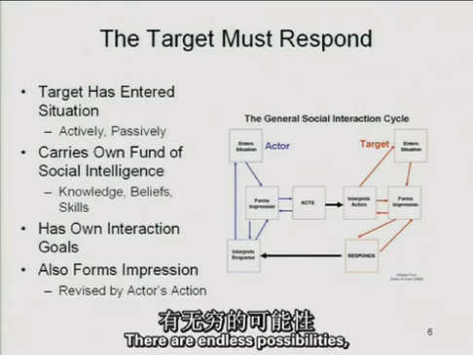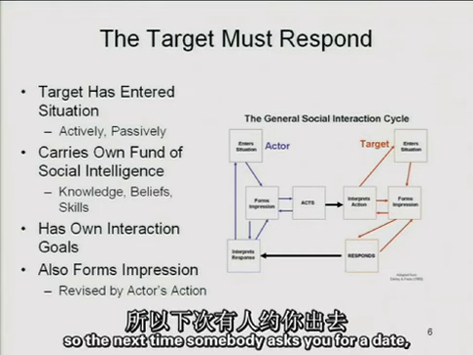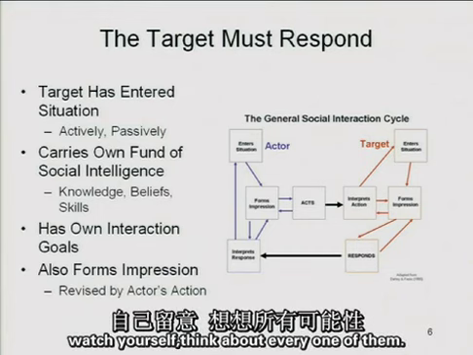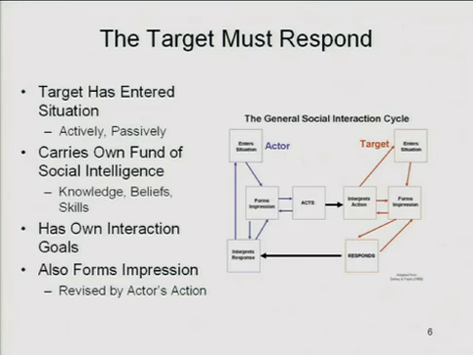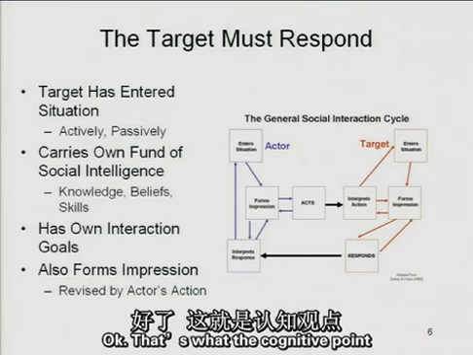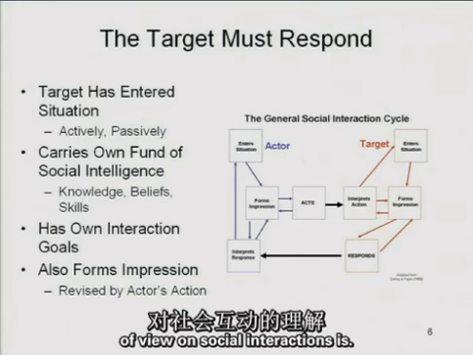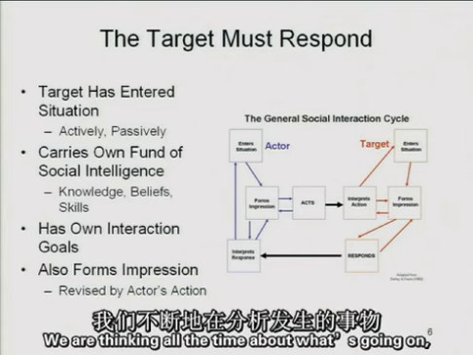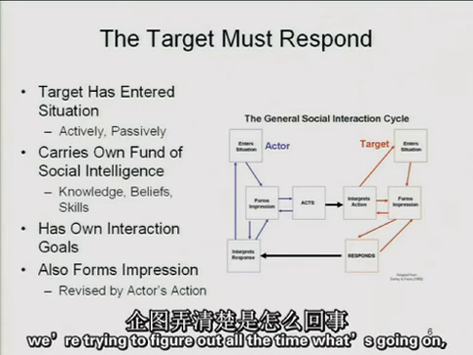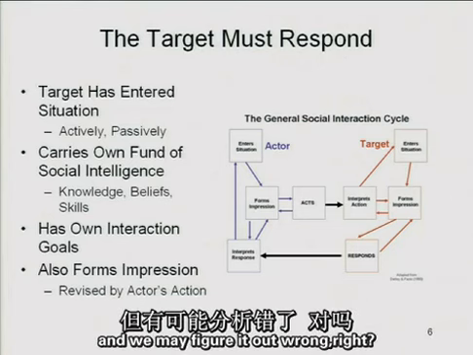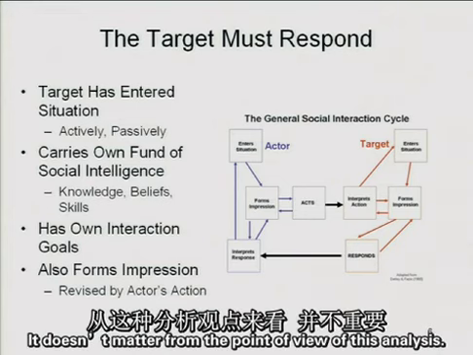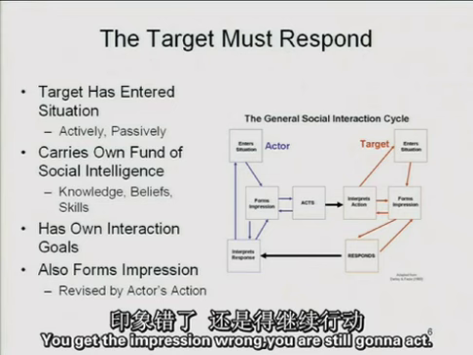There are endless possibilities, and the next time somebody asks you for a date, watch yourself think about every one of them. Okay? That's what the cognitive point of view on social interaction is. We're thinking all the time about what's going on. We're trying to figure out all the time what's going on. And we may figure it out wrong, right? It doesn't matter from the point of view of this analysis. If you get the impression wrong, you're still going to act.